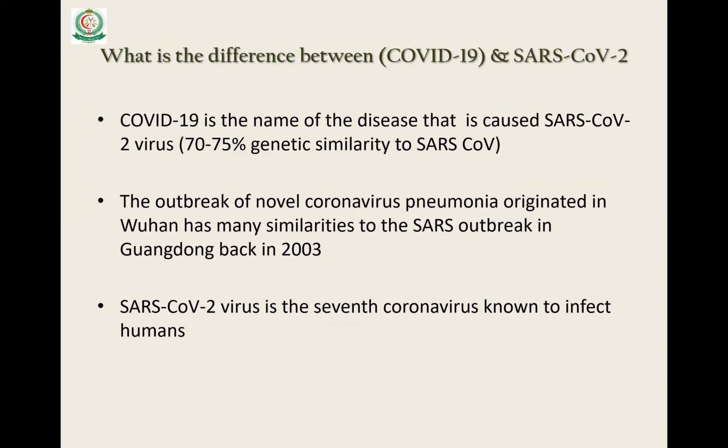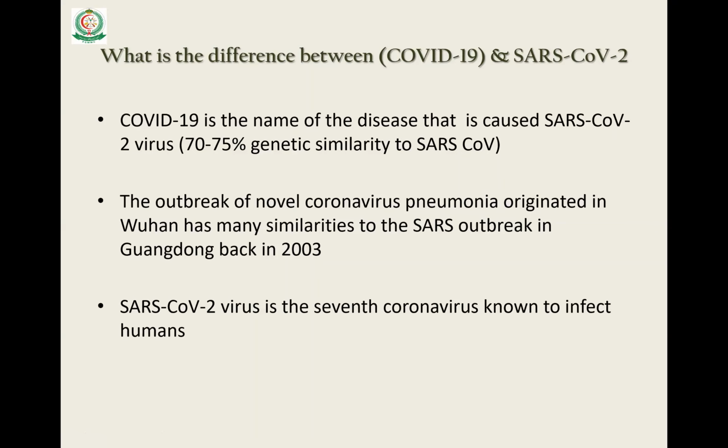What is the difference between COVID-19 and SARS-CoV? COVID-19 stands for coronavirus infectious disease that occurred in 2019. So it's the name of the disease, while SARS-CoV-2 is the name of the virus that is the cause of this disease, and it stands for severe acute respiratory syndrome coronavirus number 2.